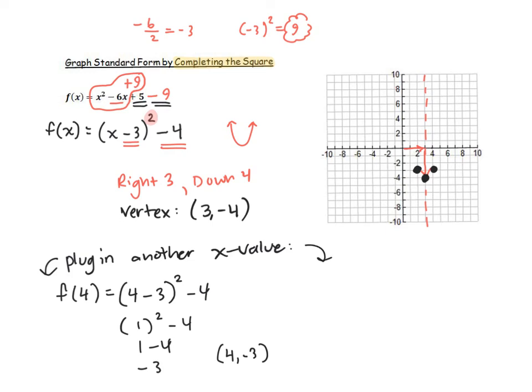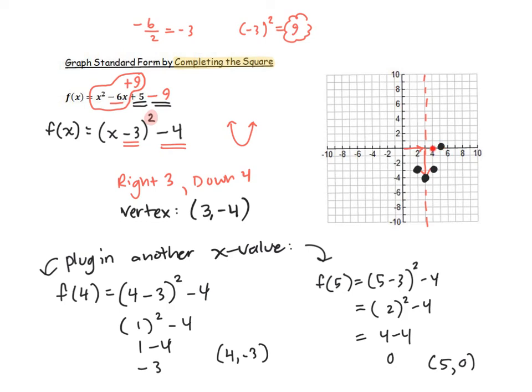So I'm going to plug in 5, f of 5. When I plug in 5, I get 5 minus 3 squared minus 4. 5 minus 3 is 2, squared is 4, minus 4, which is 0. So I know that when I input 5, the output is 0. So I can plot 5, 0 right there. That is 2 values away from the axis of symmetry, so 2 in the other direction would be right there. And that is enough for me to connect my points and make my parabola.